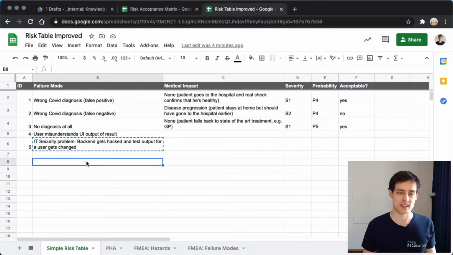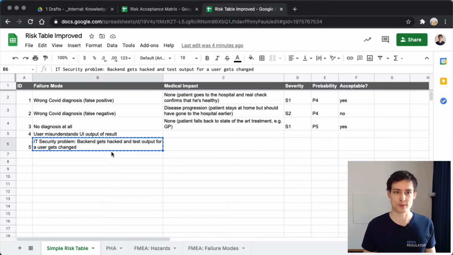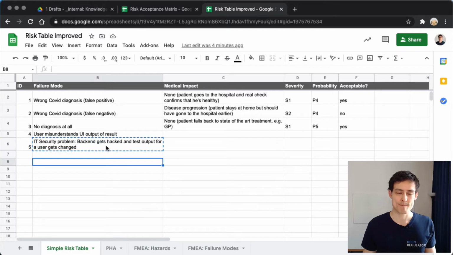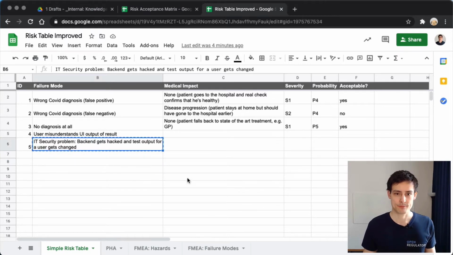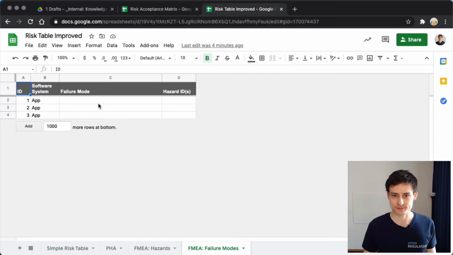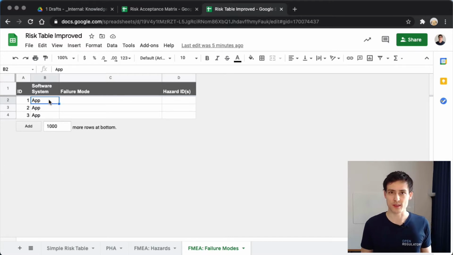Okay, so we were in our simple risk table. We had this IT security problem, backend gets hacked, and test output for user gets changed. I created this failure mode table, and it's dead simple. If you had multiple software systems, you could use this column and enter different stuff in there. For now, to simplify things, we're assuming the app runs completely only on the client device, so on the smartphone, and there's no backend involved. But you could make this more complex. Let's just not do it.